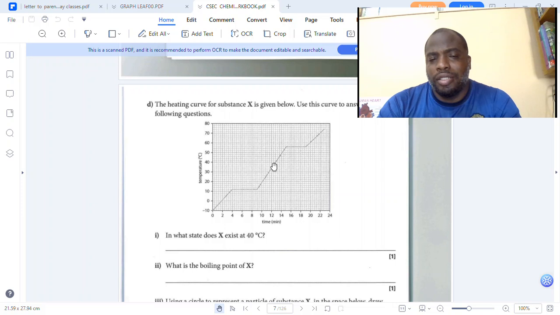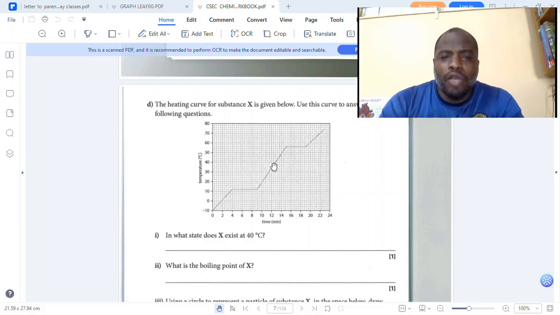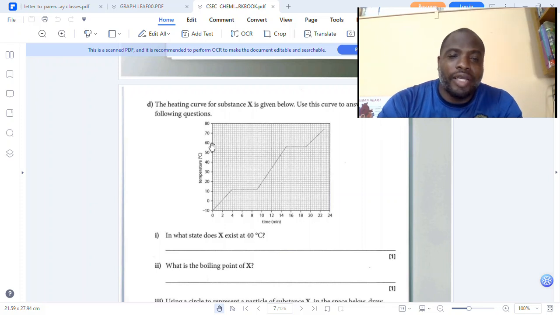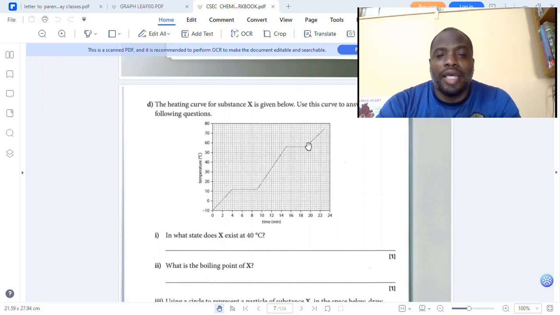Let's see if you understand in its entirety. What would be the state of the substance at 60 degrees Celsius? I'll give you some time. If you said a gas, then you're indeed correct. At 60, straight across right here, it would be a gas.